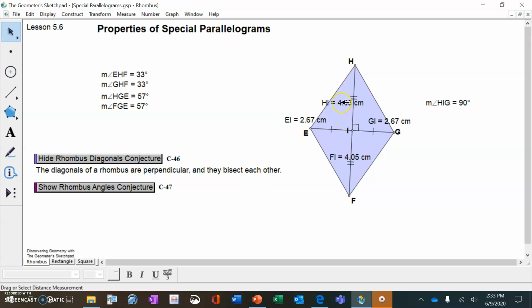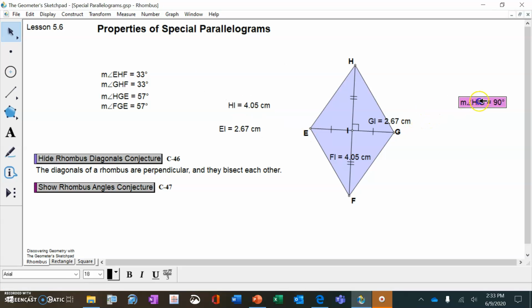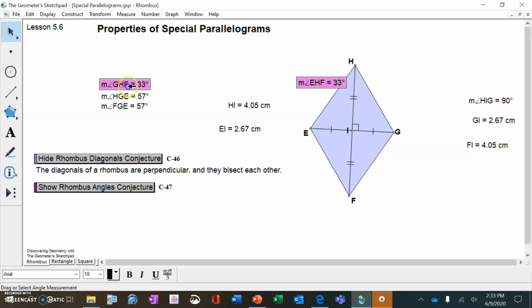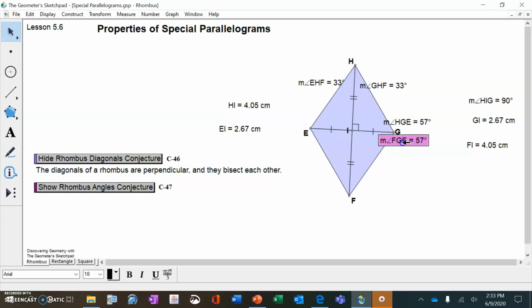Okay, I'll move that aside. These measurements, I'll just move them on the side here, out of our way. Now the next one says, the diagonals of a rhombus bisect the angles of a rhombus. So EHF is up here, and GHF is over here. HGE is here. FGE would be here.